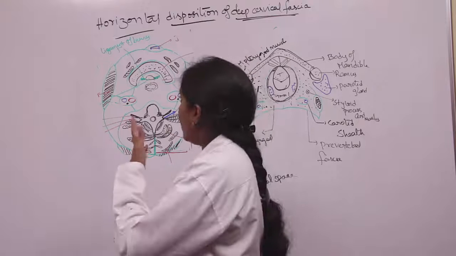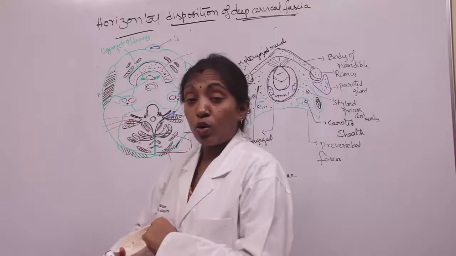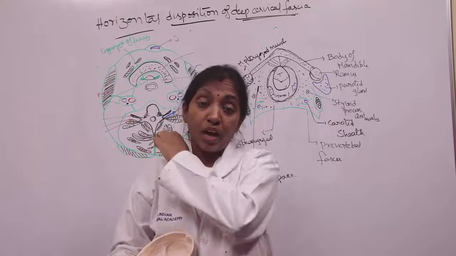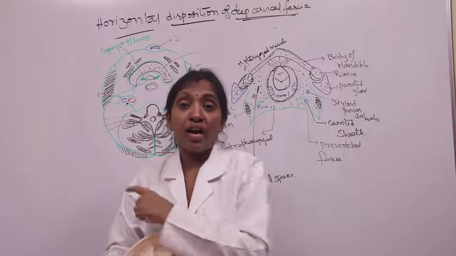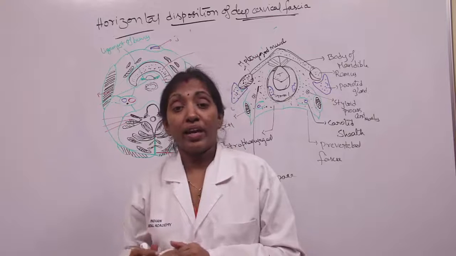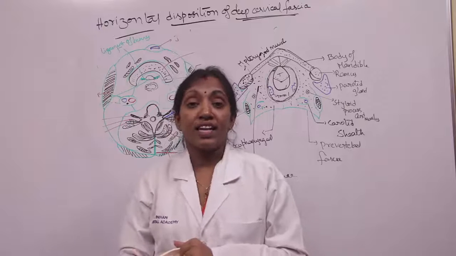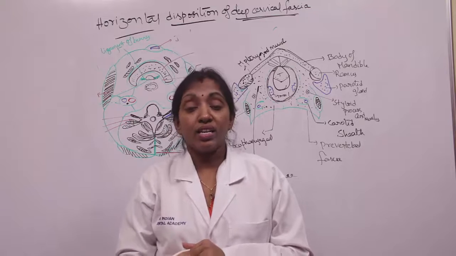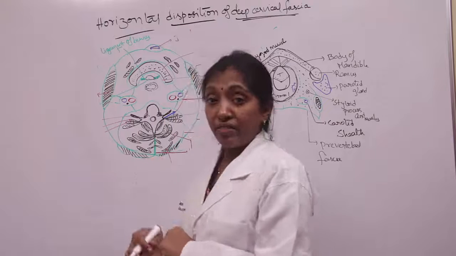Coming to the attachments below, it is attached to the spine and acromion process of the scapula, and also to the manubrium sterni and to the clavicle. In front it is attached to the hyoid bone. Behind it is attached to the ligamentum nuchae. So that's the attachment of the investing layer of the deep cervical fascia.